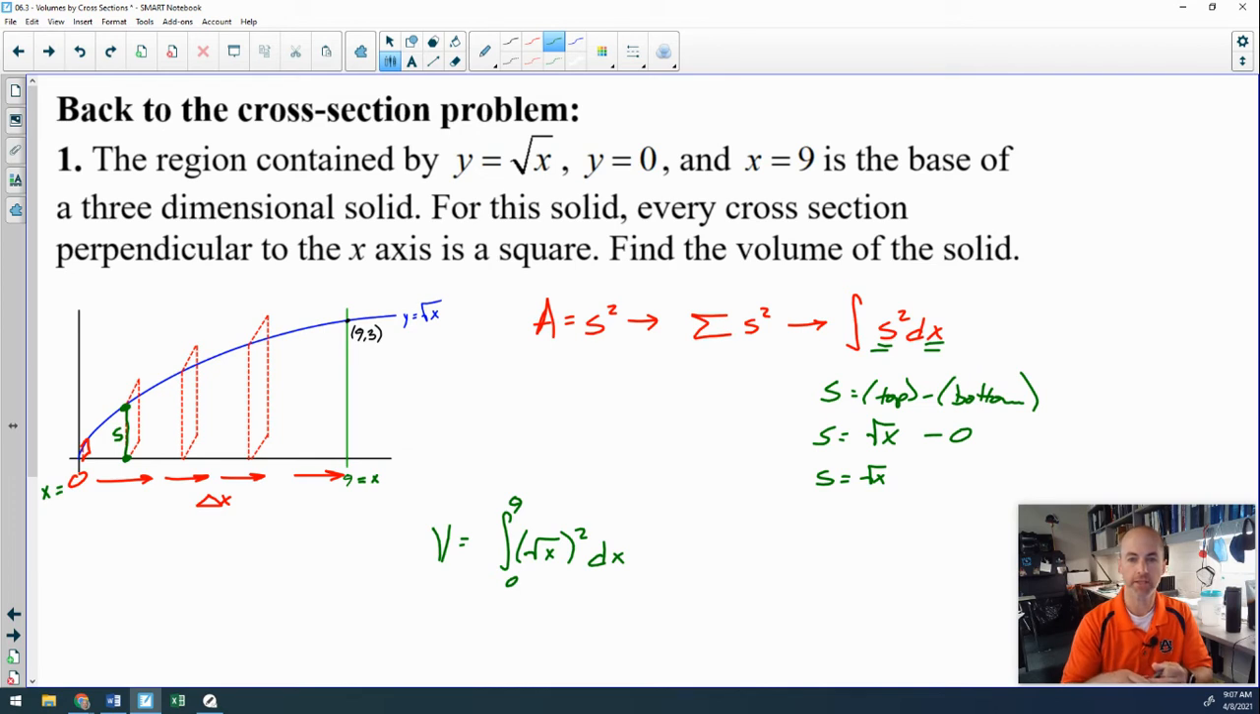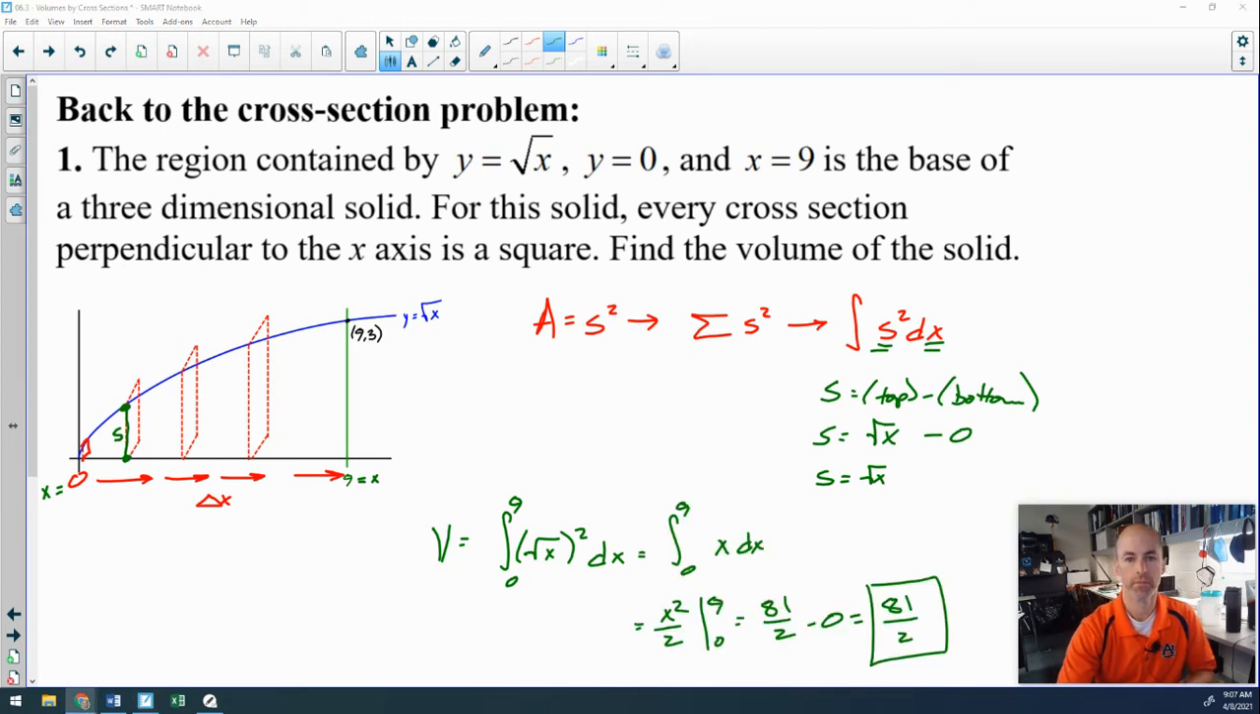And so I'm going to pause the recording and answer that very quickly for you. It actually turns into a nice antiderivative, and then we'll move on to another problem. And there's our answer of 81/2. So that one cleaned up very nicely.